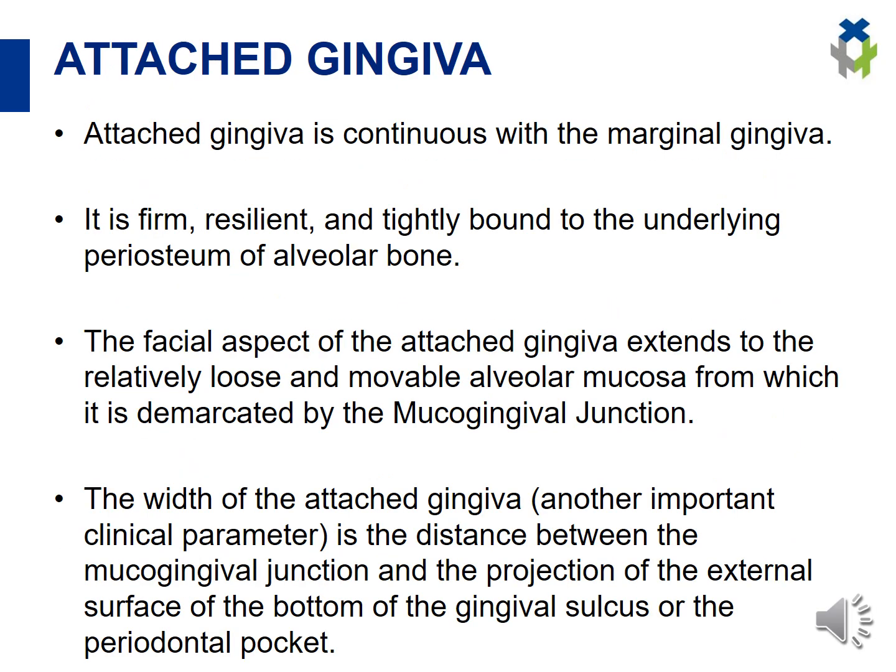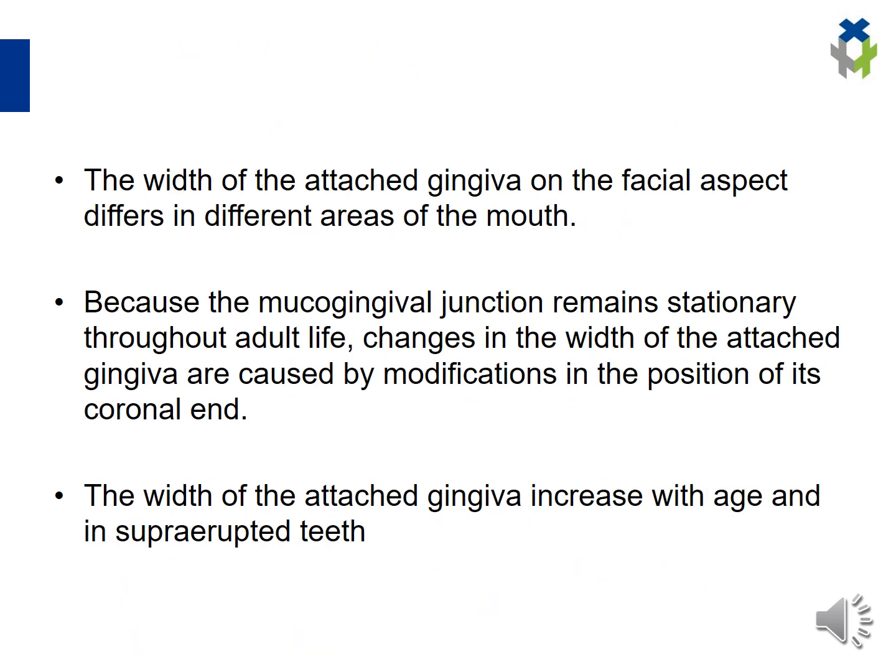The attached gingiva is continuous with the marginal gingiva. It is firm, resilient and tightly bound to the underlying periosteum of the alveolar bone. The width of the attached gingiva is another important clinical parameter. It is the distance between the mucogingival junction and the projection of the external surface of the bottom of the gingival sulcus or the periodontal pocket.